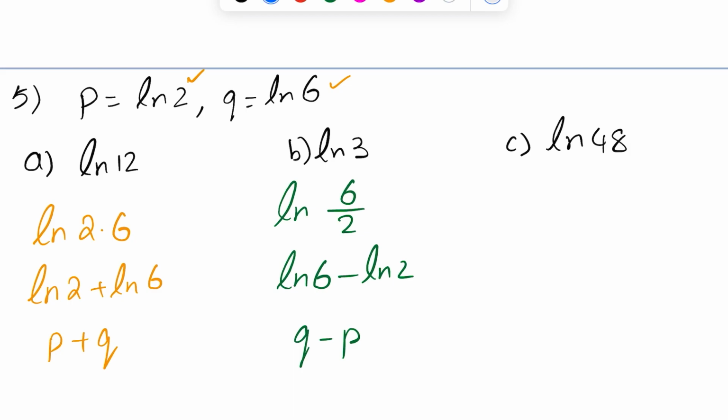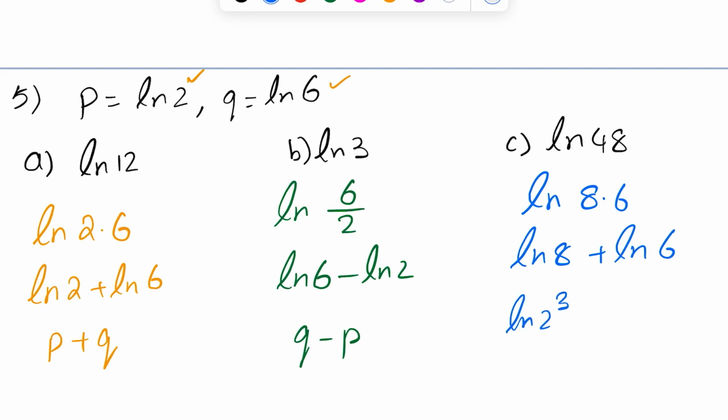48. How do I write 48 in terms of 6 and 2? So 8 times 6. 8 can be written as 2 cube. So ln 2 cube plus ln 6. So which is 3 ln 2 plus ln 6. 3 ln 2, ln 2 is P. Ln 6 is Q. So 3P plus Q. Question number 5 was that.